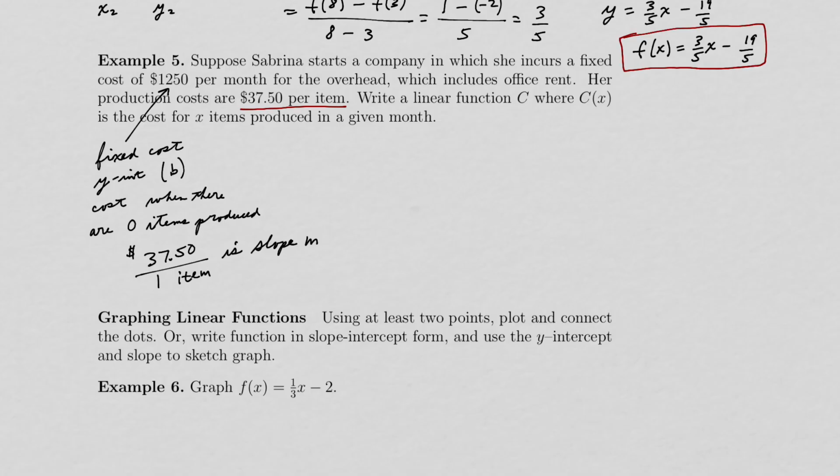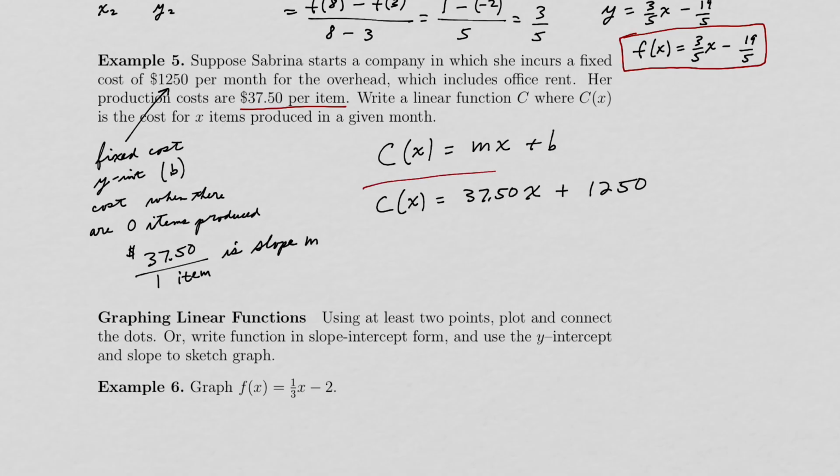Okay, so once you recognize that, then we can just write out the linear function directly. We know that C of x is going to have the form mx plus b. But we know that the m is 37.50. And we know that the b was 1250. So that is my linear function. That represents the total cost for x items that are produced in a given month.